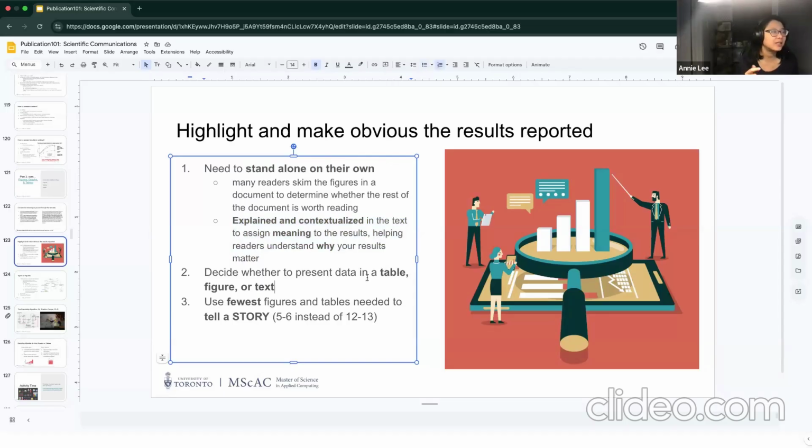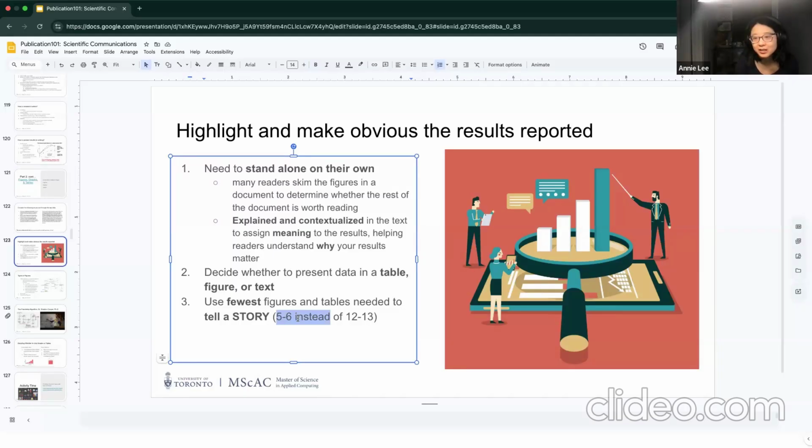And you need to decide whether you're going to do a table, a figure, or keep it in the text. And that's up to you. You can try all three when you first start out and see what makes the most sense. And in the final paper, usually you just need like 5 or 6 tables. If you have 1 or 2, that's too few for a long paper.